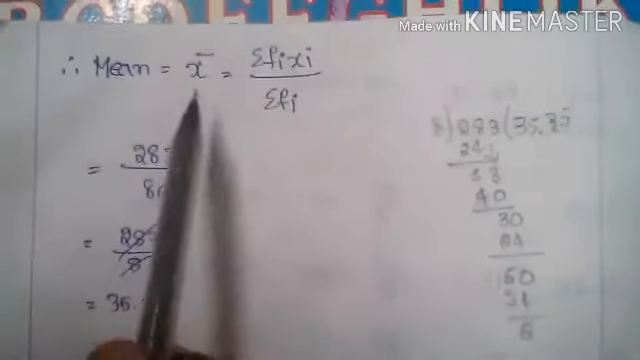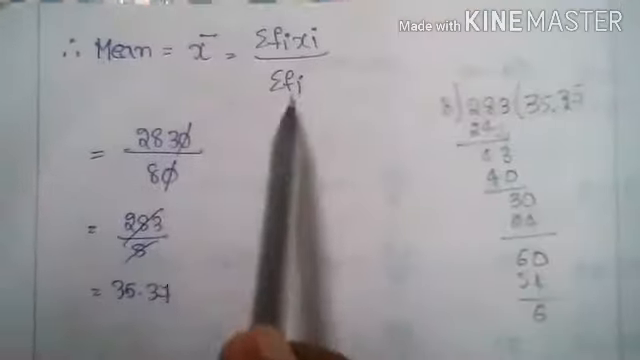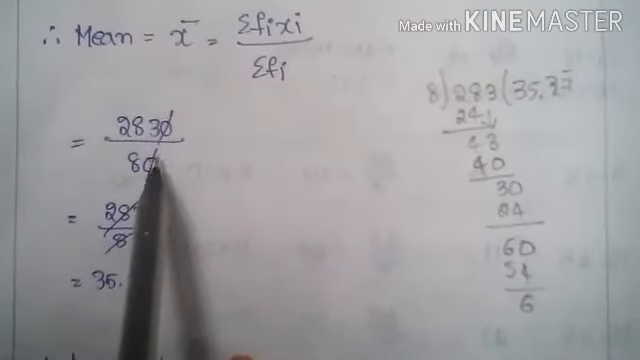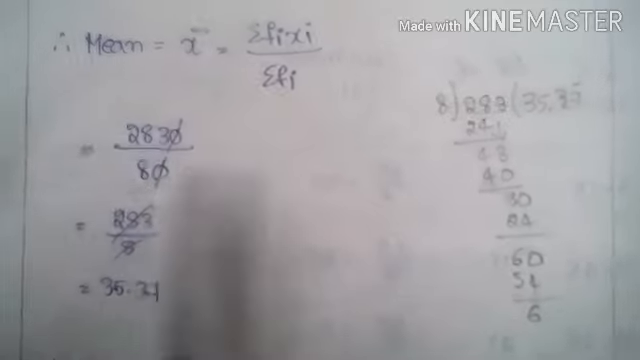So mean is equal to x bar is sigma f of i x of i divided by sigma f of i. So 2830 by 80. The 0 gets cancelled. So 283 divided by 8. So 35.37. So 35.37.